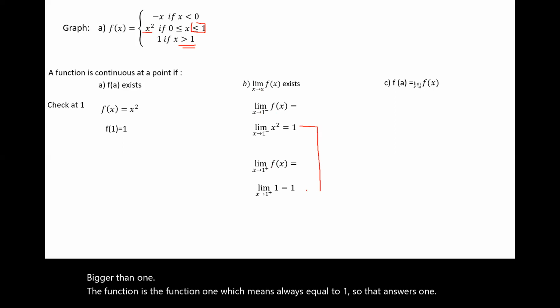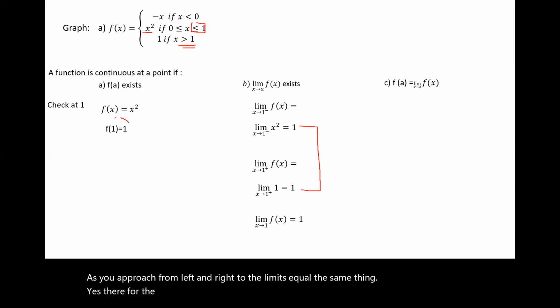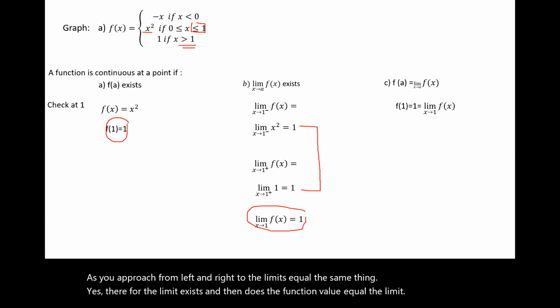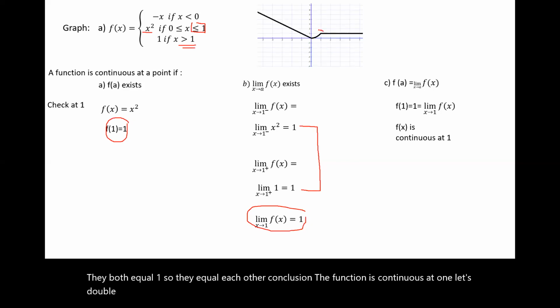As you approach from left and right, do the limits equal the same thing? Yes. Therefore, the limit exists. And then, does the function value equal the limit? They both equal 1, so they equal each other. Conclusion, the function is continuous at 1. Let's double check that and see if that's what we expected. And the answer is yes.